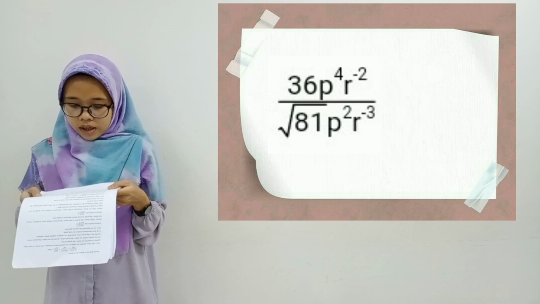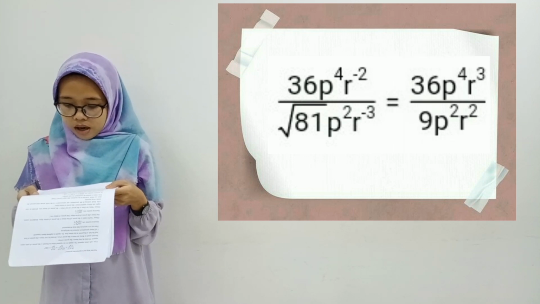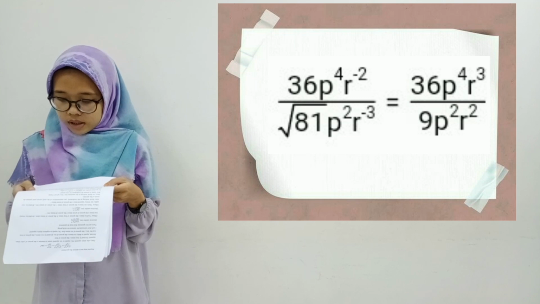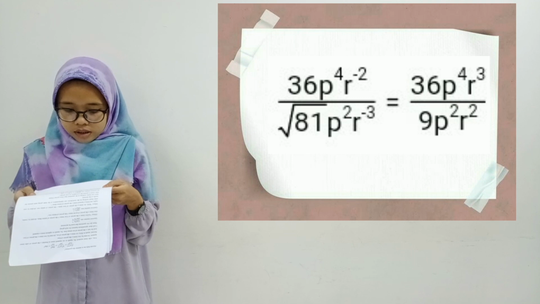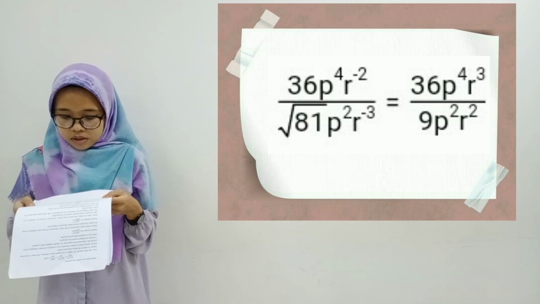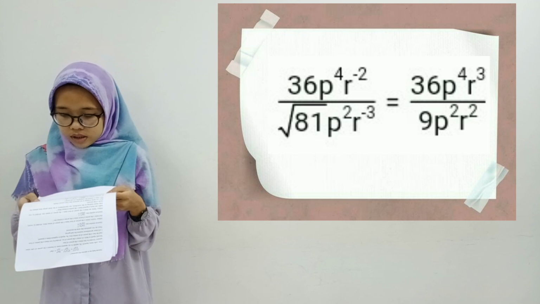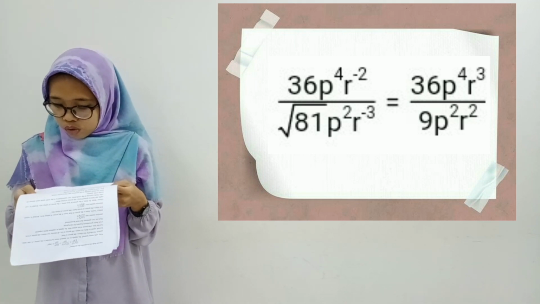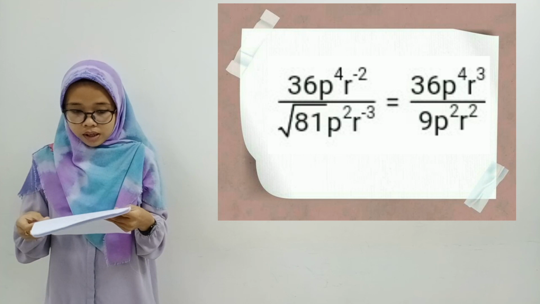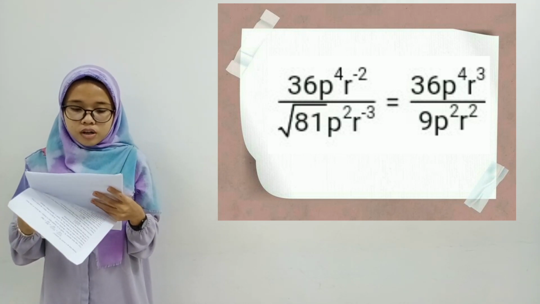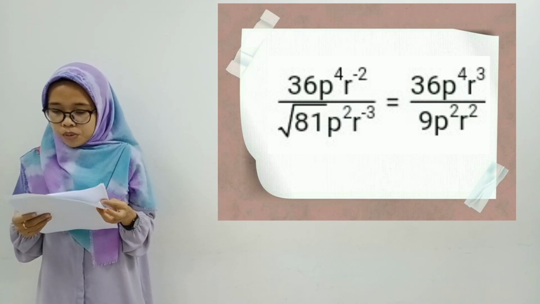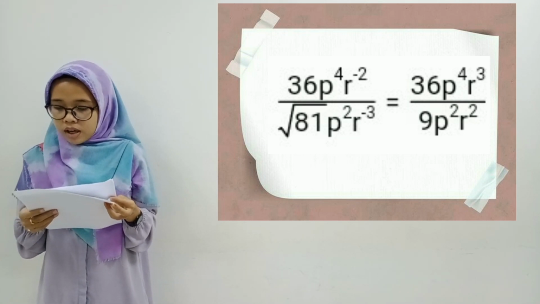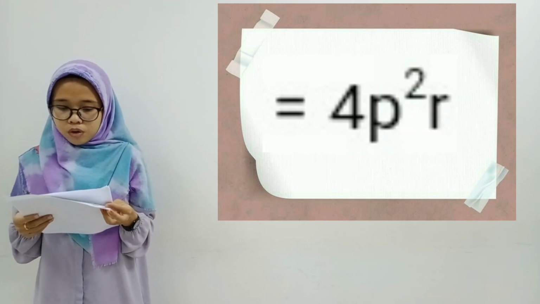36 times p to the power of 4 times r to the power of minus 2, divided by root 81 times p squared times r to the power of minus 3, equals 36 times p to the power of 4 times r cubed, divided by 9 times p squared times r squared, equals 4 times p squared times r. Is the answer correct?